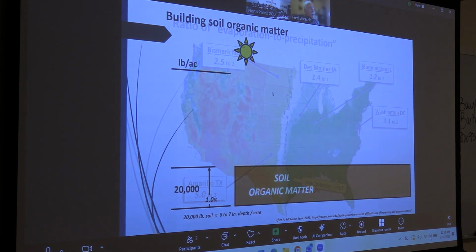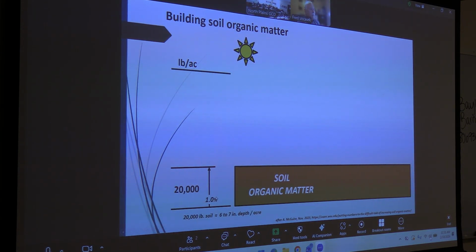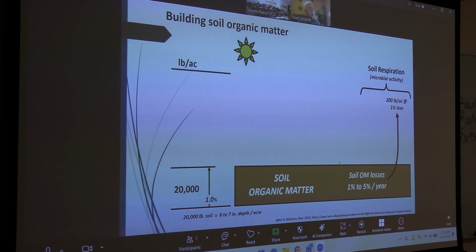So if we want to build soil organic matter, let's borrow this idea here. If I've got a soil with 1% organic matter at 6 inches, I've got about 20,000 pounds of actual organic matter. Now, over a year's time, just under normal conditions, I lose about 1%, so roughly 200 pounds per acre, and that's from that carbon dioxide loss from the normal function of microbes.